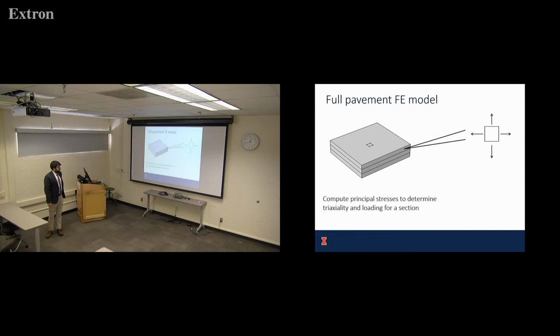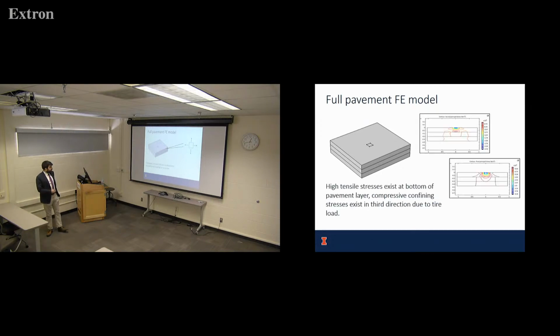So in the full pavement model, we computed principal stresses to determine kind of what's that triaxiality factor. And we found basically what you'd expect. We found high tensile stresses at the bottom of the pavement layer, leading to bottom-up cracking. We found heavy compressive confining stresses in the third direction due to the tire load throughout the pavement structure in this case. And of course some shear stresses on the side that could lead to top-down cracking. But pretty much, at least for this pavement structure, we saw bottom-up cracking is kind of controlling the failure.